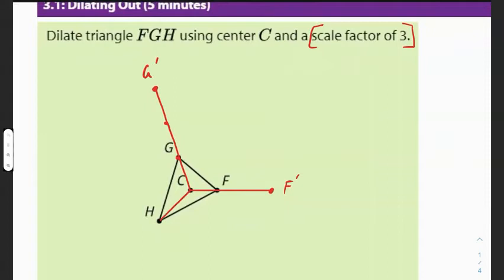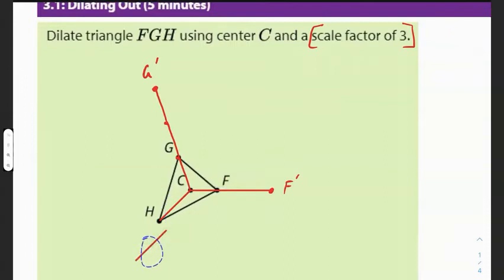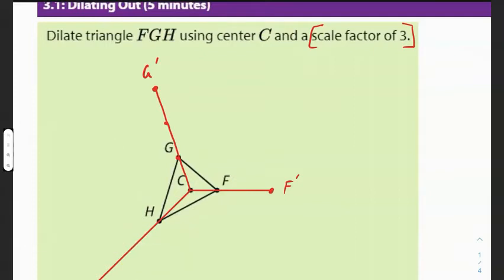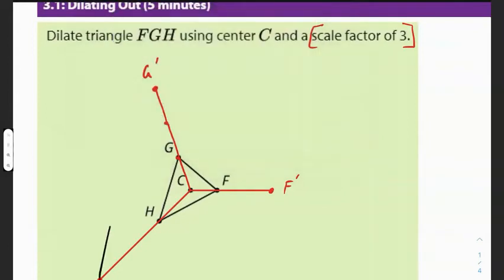So C to H is that distance. Okay, so there's H prime. And I'll go ahead and connect the vertices.